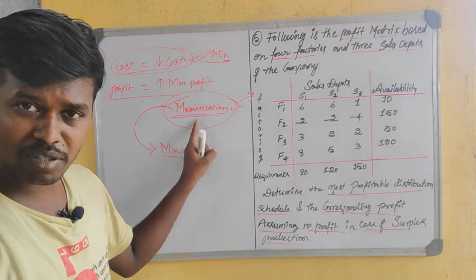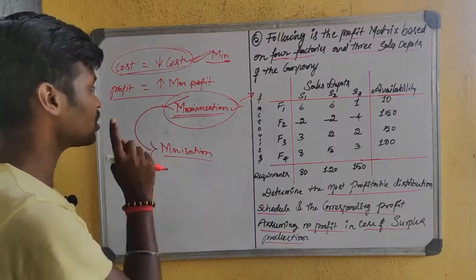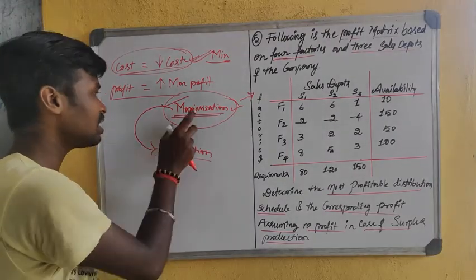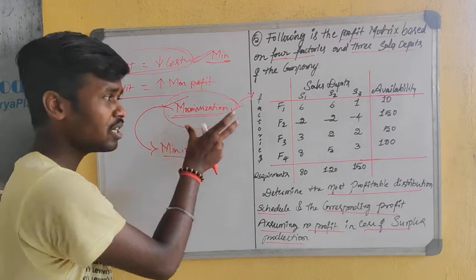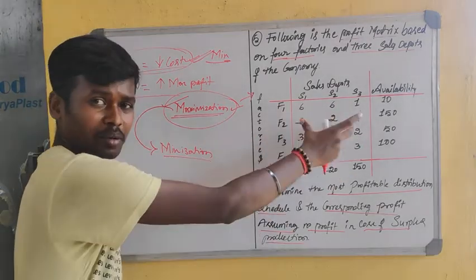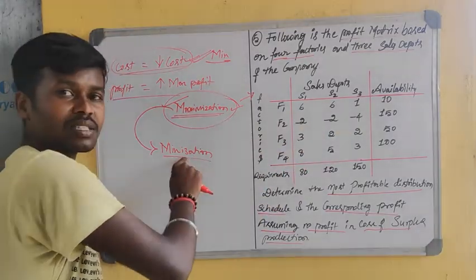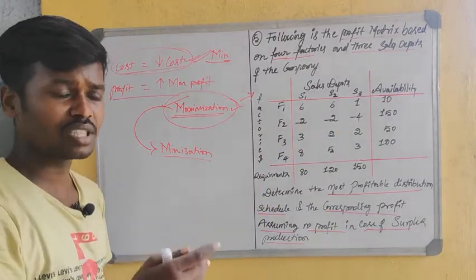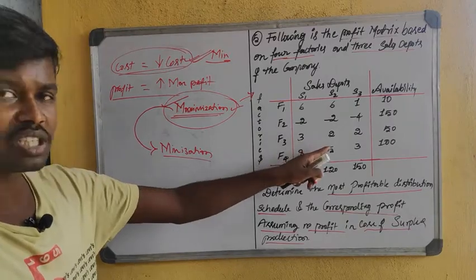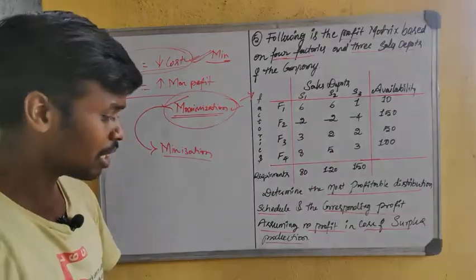So this problem falls under maximization problems. If the problem is maximization, then the first step is to convert this profit maximization matrix into a minimization matrix. So let's see how to convert this maximization matrix into a minimization matrix.